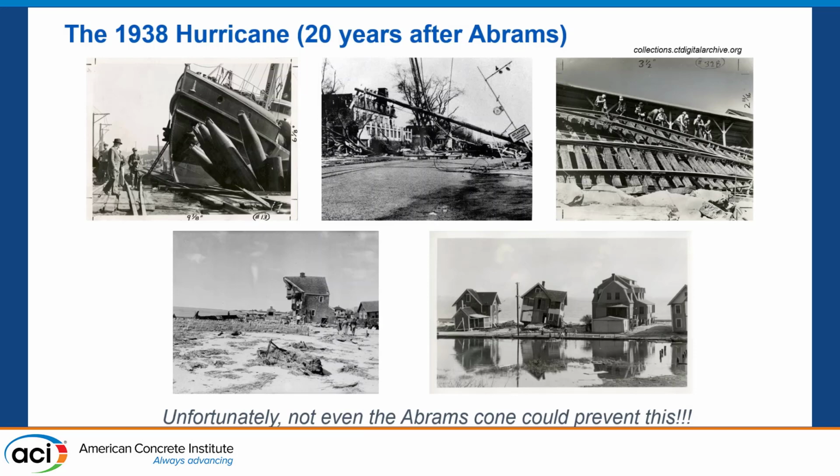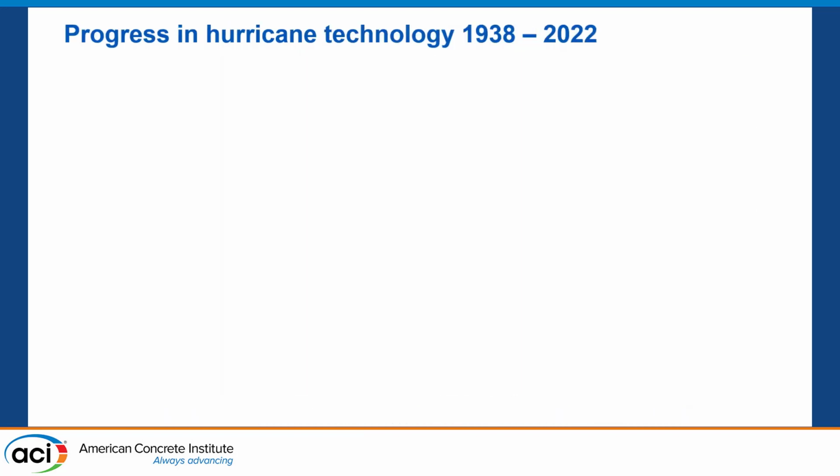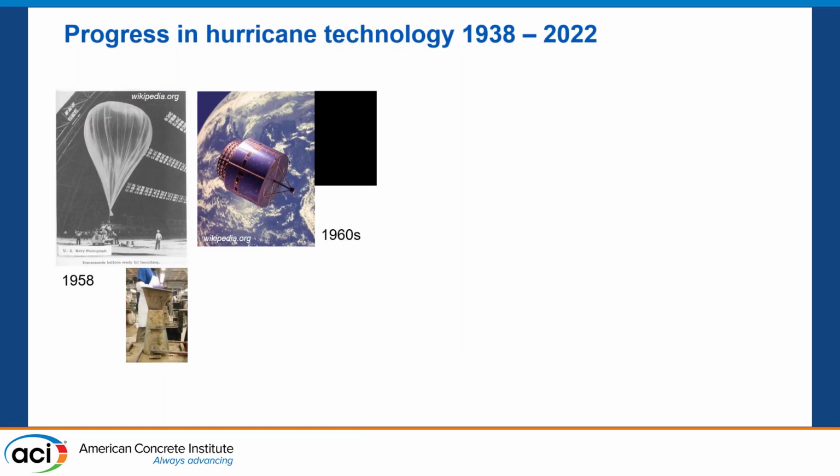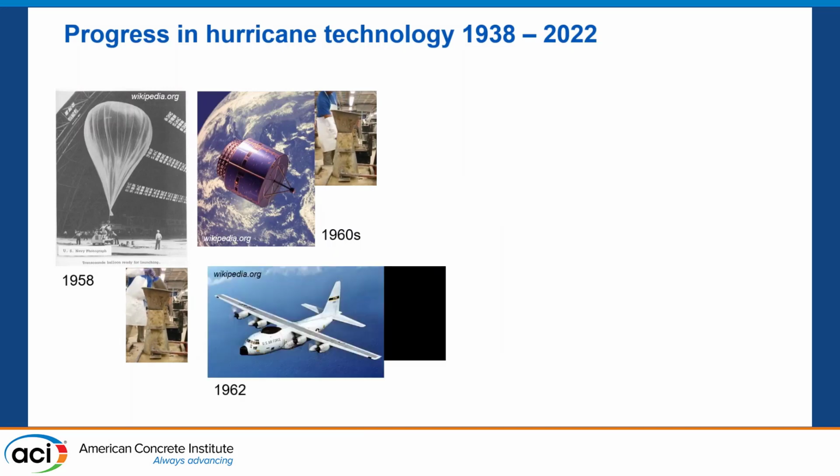So also following Ken, even in this situation, the Abrams cone could not prevent this either. So I just want to make that comparison of what we've done on the hurricane side compared to what we've done on the slump side. So in 1958, you started to have weather balloons. By this time, you had people making slumps out of the slump cone. 1960s, you started to get satellites that did a good job, and we have the slump cone. 62, first Air Force plane, right?